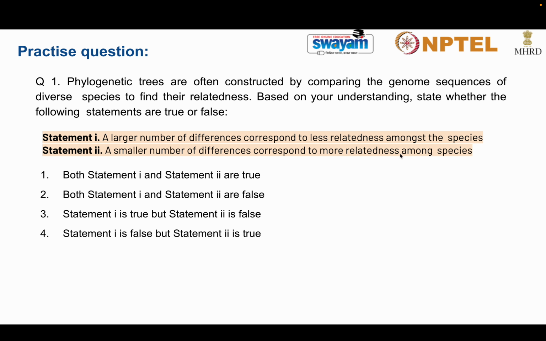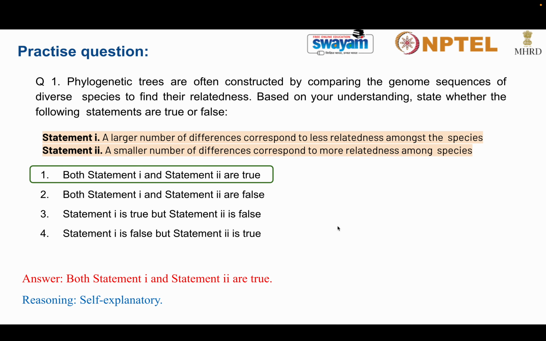So it means that if you go for the sequence alignment, then the proteins which show greater sequence identity will be placed together. Whereas if they show more differences, then they will be placed far away from one another. So now let's see what the right answer for this question is. The right option was option 1, which says that both these statements are true. And the reason is self-explanatory.